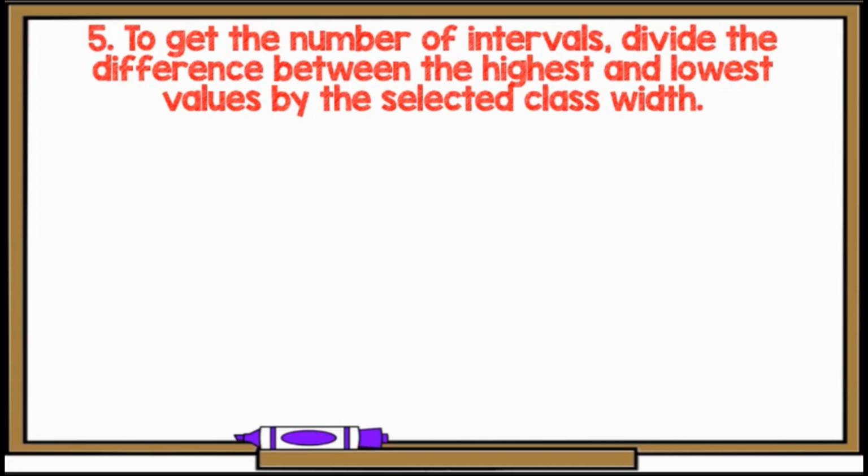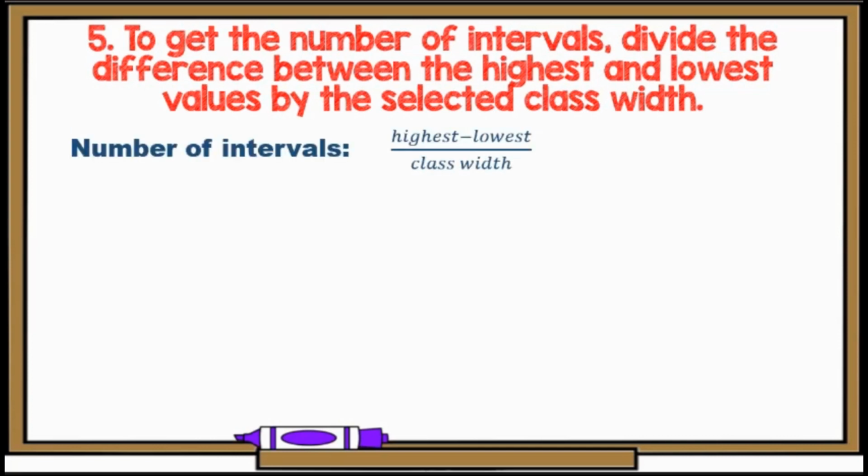Let's proceed to step 5. To get the number of intervals, divide the difference between the highest and lowest values by the selected class width. For the number of intervals, it is highest minus lowest divided by class width. Again, it is 31 minus 18 divided by 3. You are going to end up with 13 divided by 3, or approximately 4.33333. So, how many intervals do we have? If there is a decimal, automatically, we are going to round up. So, instead of rounding down to 4, it becomes 5. Later I will explain why we cannot use 4.